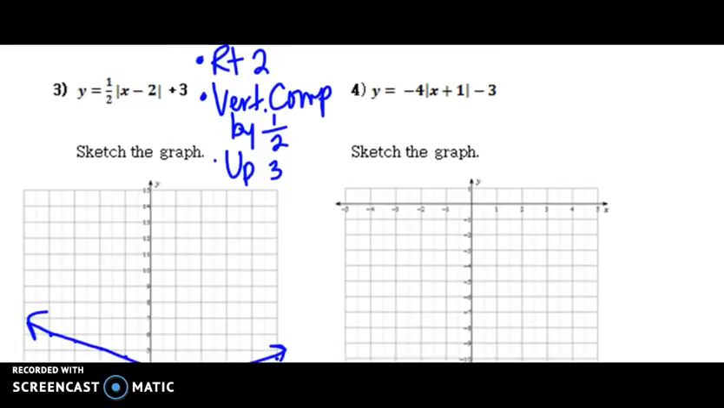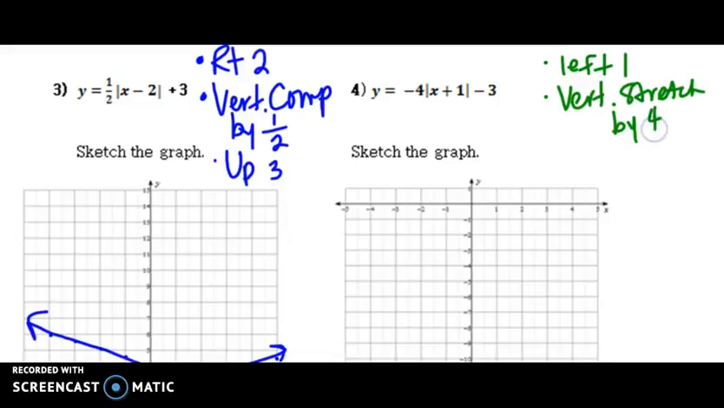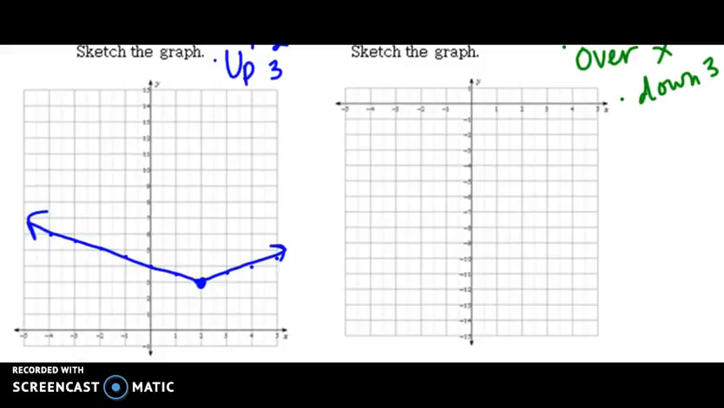Okay, the next one, we have several things. So if we go from the inside, we have moving left 1 space. We have a vertical stretch by 4. Then that lovely reflection, so we're going to reflect it over the x-axis. So now it's going to go down instead of up, and we're going to move it down 3. So the first thing I'm going to do is find my vertex point. So left 1, down 3. I'm going to put that vertex point right there.